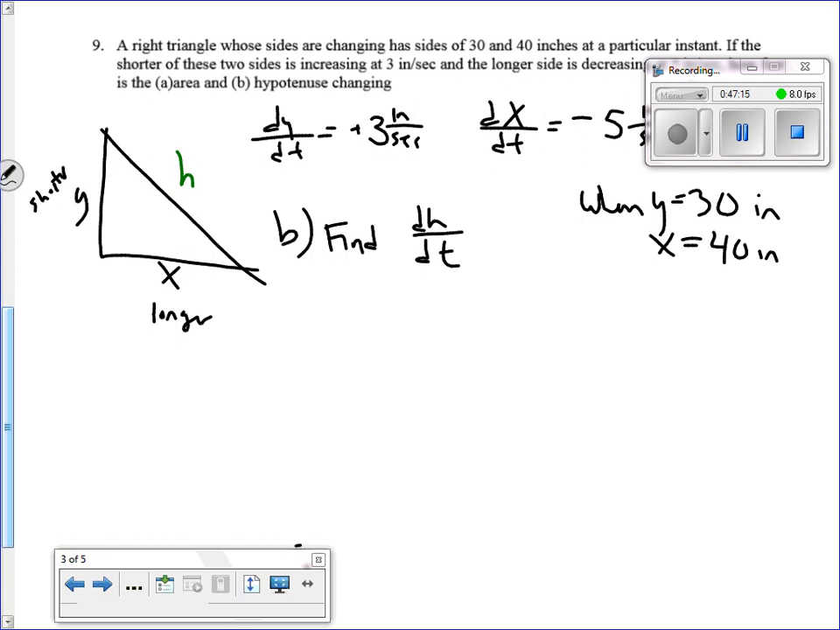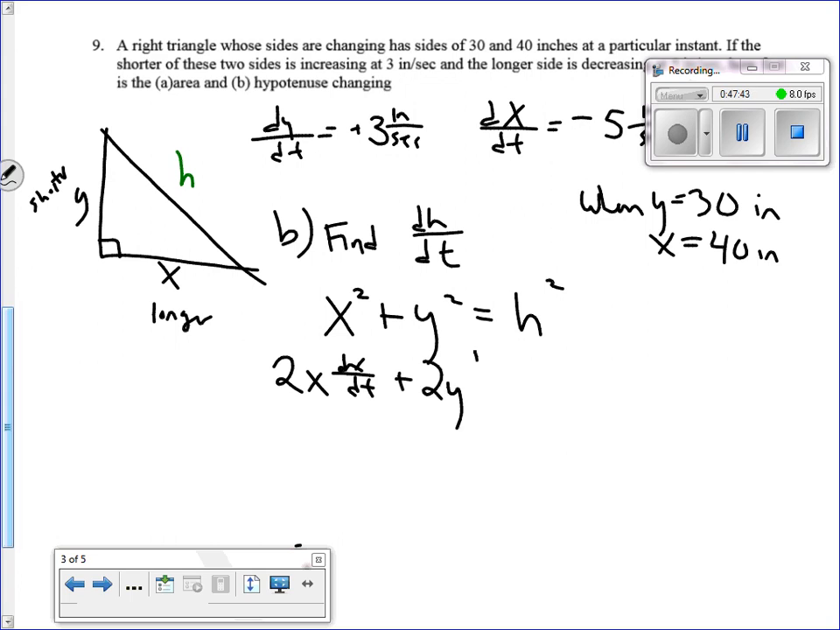So we need to have an equation that has H in it. So when I take the derivative, I'll have a dH/dt. So good old Pythagorean theorem. When you have the sides of a right triangle, no angles involved, and they're not asking for area, Pythagorean theorem ties them together. So x squared plus y squared equals h squared. Differentiate with respect to t: 2x dx/dt plus 2y dy/dt equals 2h dh/dt.